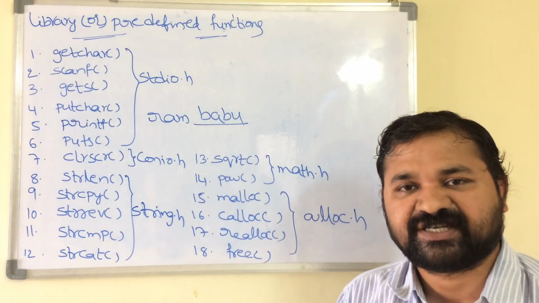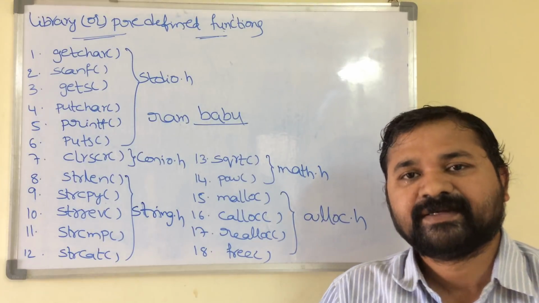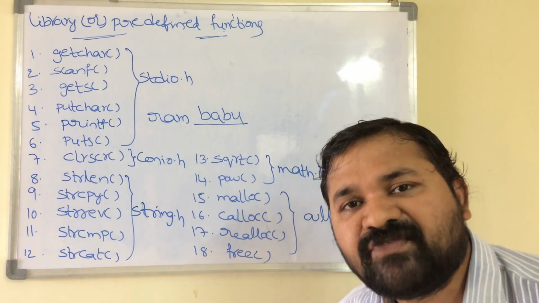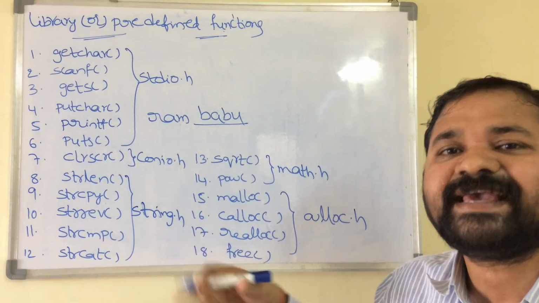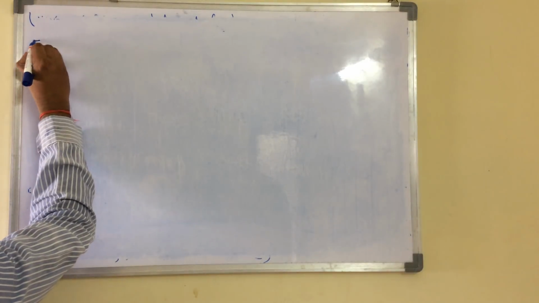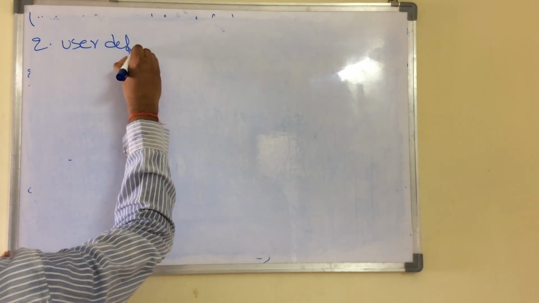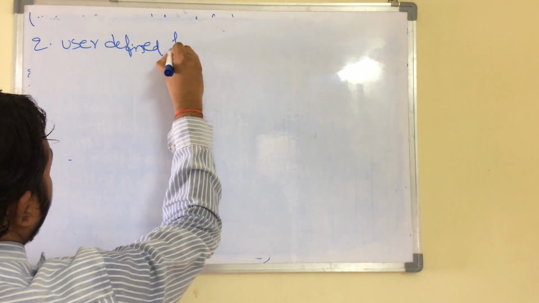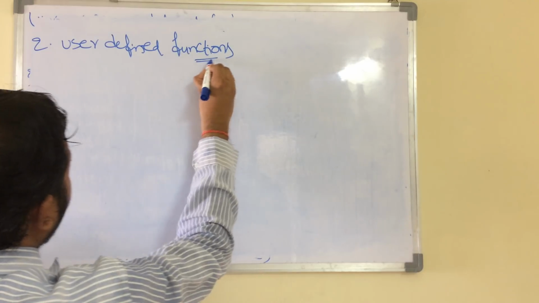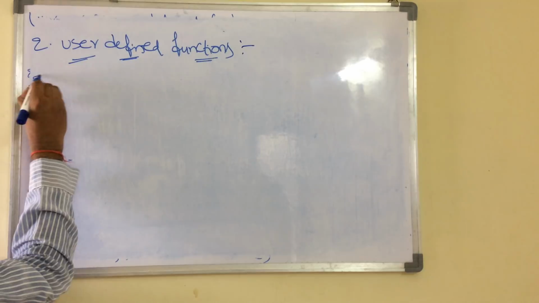Last one is free function. It is useful to free the memory which is already allocated by either malloc or calloc functions. Now let's see the second one. The second type of function is user-defined functions. Let's see the definition for user-defined function.